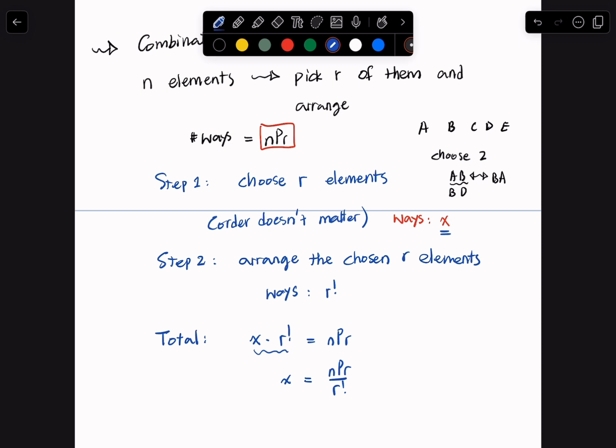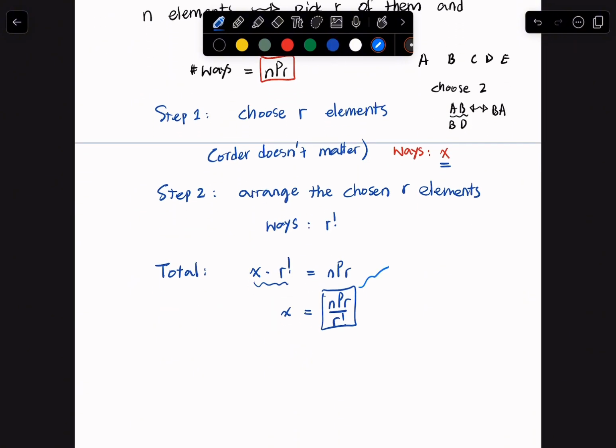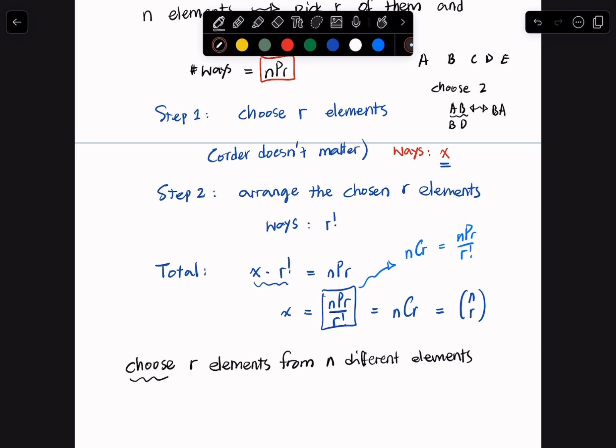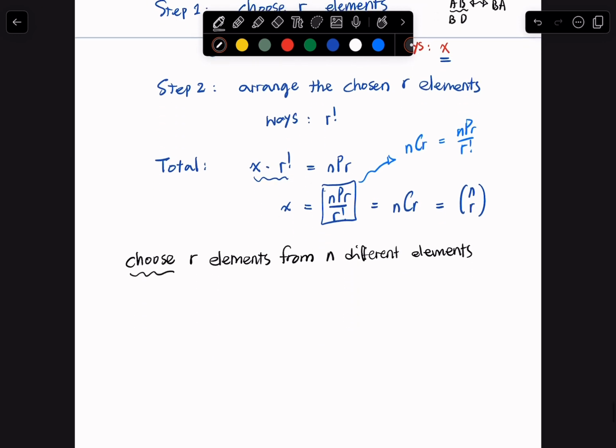Wait, does it seem kind of familiar? If you still remember the formula we talked about in a previous video, you should recognize that this is just nCr, which can also be written in bracket notation, which we call n choose r. Oh, so here it actually does explain why this is read as n choose r. Remember, what does x mean? x means the number of ways to choose r elements from n different elements, where the word choose here indicates that the order between elements doesn't really matter.